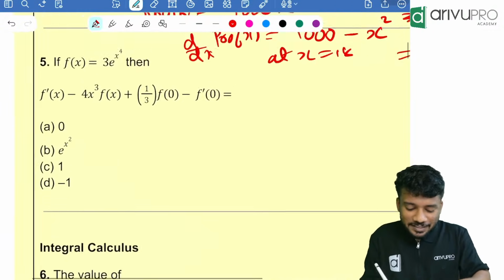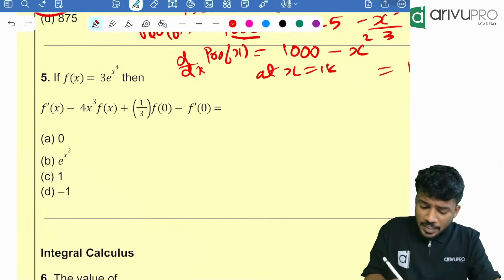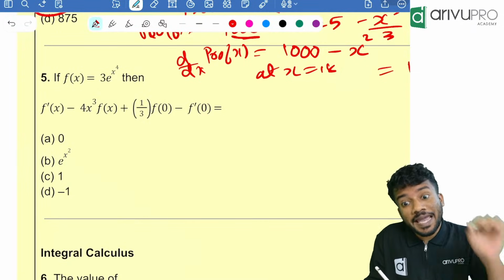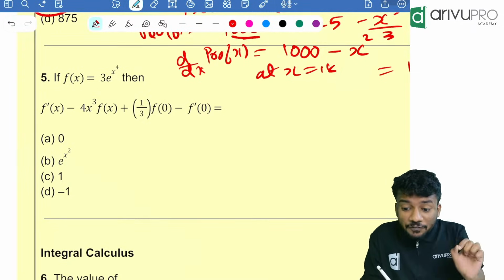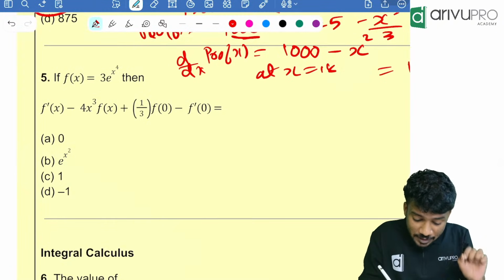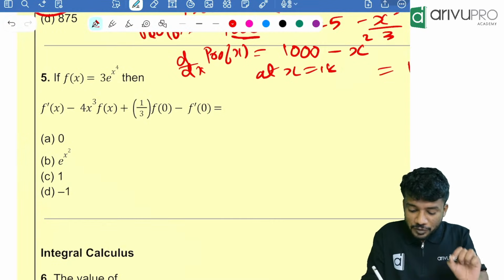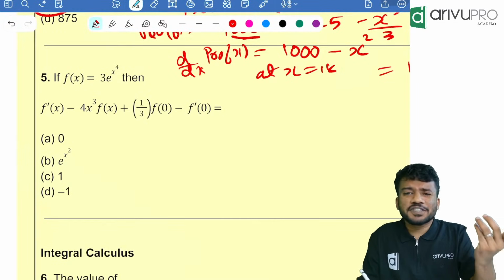Good. Next question. Easy question. f of x is equal to what? f of x is equal to 3 into e raised to x raised to 4. Then f dash of x is minus 4 into x cube into f of x plus 1 by 3 into f of 0. Sorry, minus f dash of 0 is how much is the question.